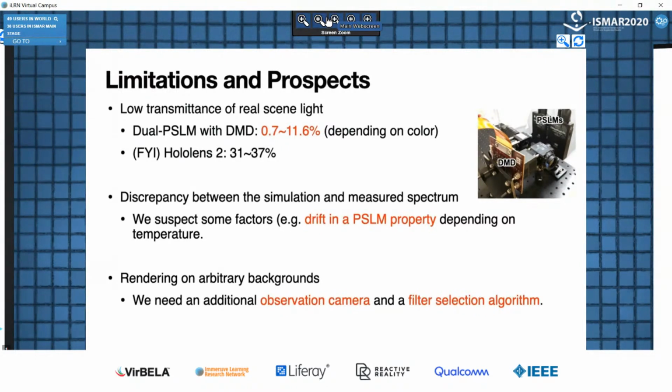Thirdly, although we demonstrated rendering on a white background, we have not demonstrated rendering on arbitrary backgrounds. To implement it, we need an additional observation camera in the setup and a filter selection algorithm.